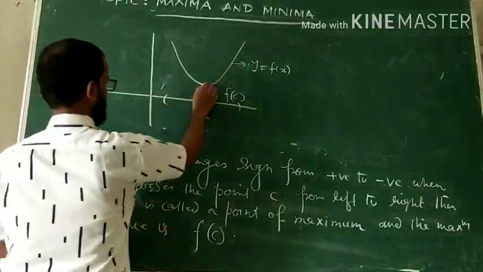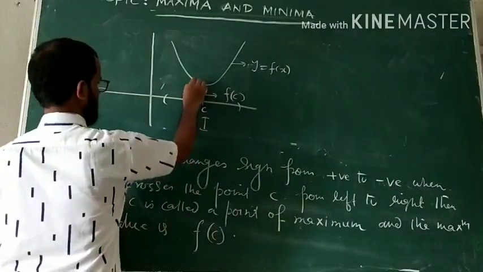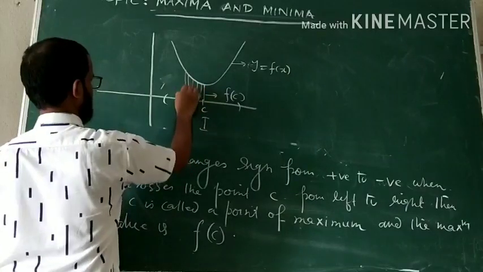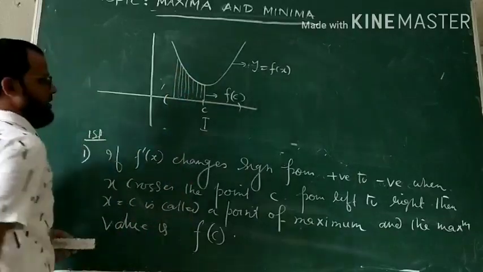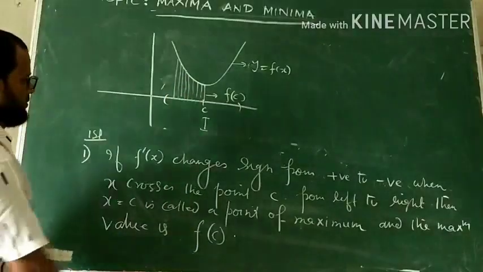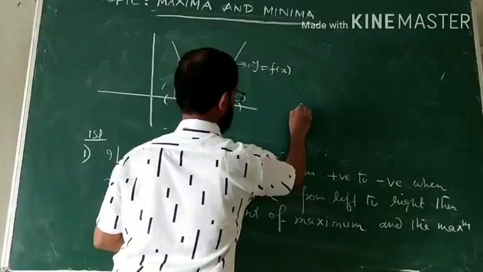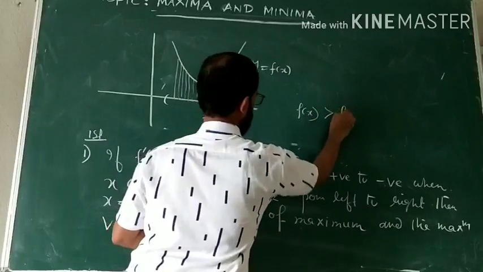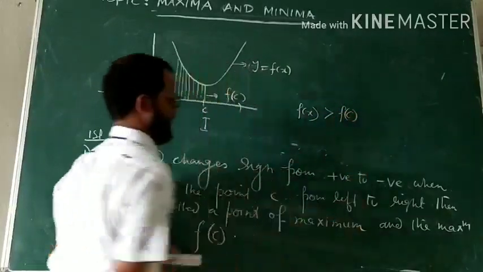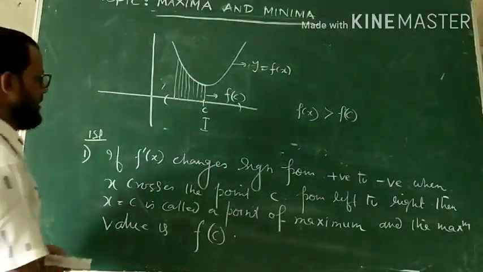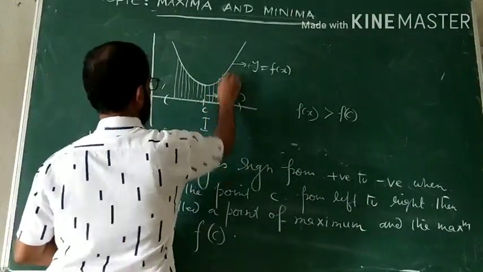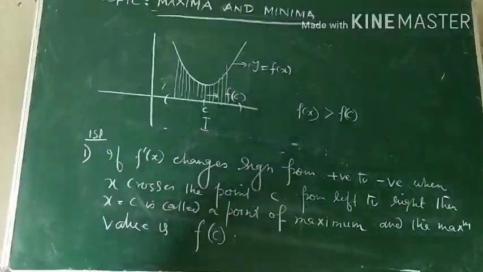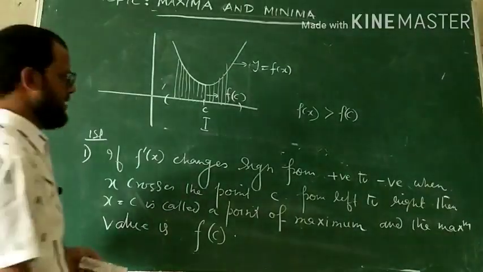You see all the f x values to the left of C. For every x left of C in the interval I, from the graph it is clear that f x is greater than f c. Similarly, to the right of C, for every x, f x is again greater than f c.